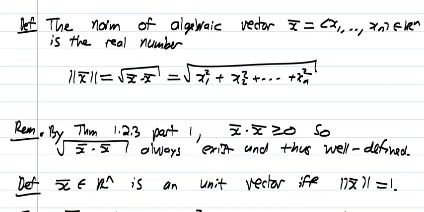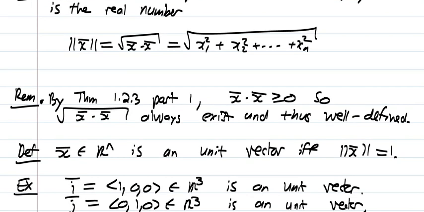Now, more definitions. If x is an n-dimensional vector, we say that it is a unit vector if and only if the norm of x is equal to 1. All right? Guys, this is very important. If you have a vector and its norm is 1, it's called a unit vector. If it's a unit vector, the norm is 1. So do unit vectors exist? And the answer is yes.